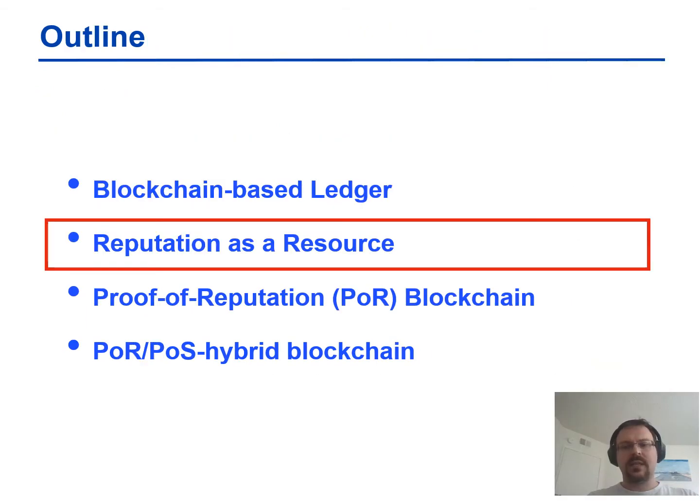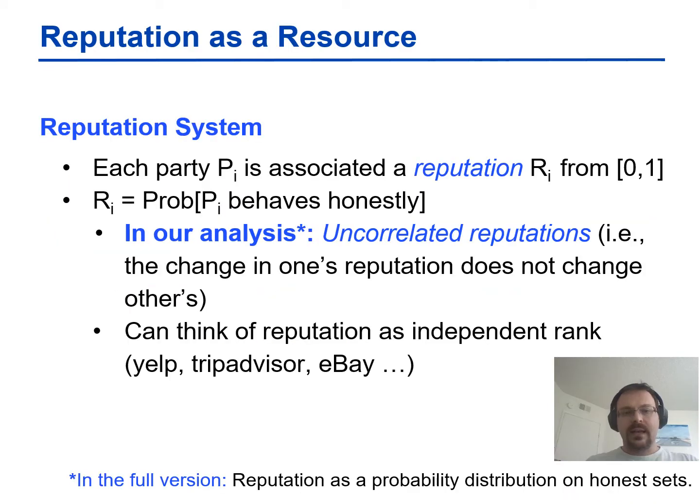This brings me to the second part of this talk, which is how can we use reputation as a resource for supporting the security of a blockchain ledger. The idea is that we will have what we call a reputation system. What is a reputation system? It assigns to each party, or let's say its reputation having party, a reputation that corresponds to the probability that this party behaves honestly in the protocol.